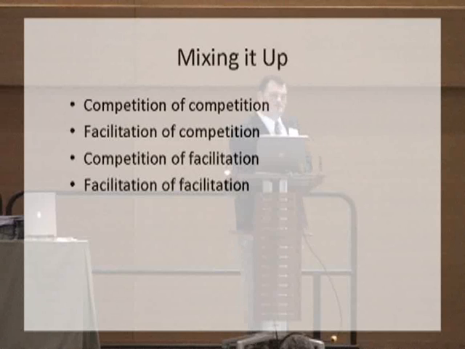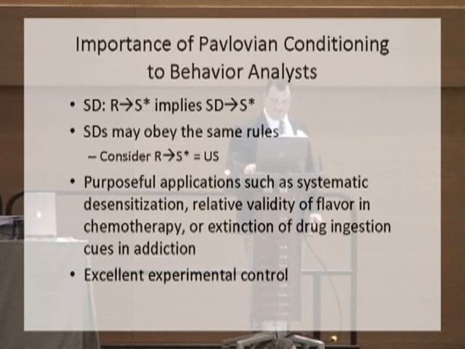If we were to go into the future, I think what people are going to be doing is mixing up these different possibilities. There's competition and there's facilitation, so logically you have four possibilities: competition of competition, facilitation of competition, competition of facilitation, and facilitation of facilitation. I think there are some examples in the literature of each one of these cells, but I don't think anyone has walked through this systematically.